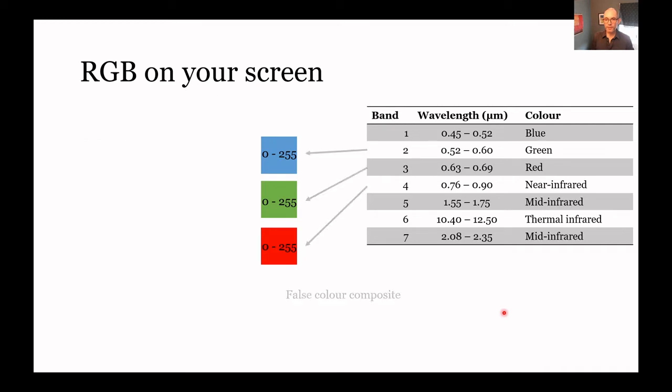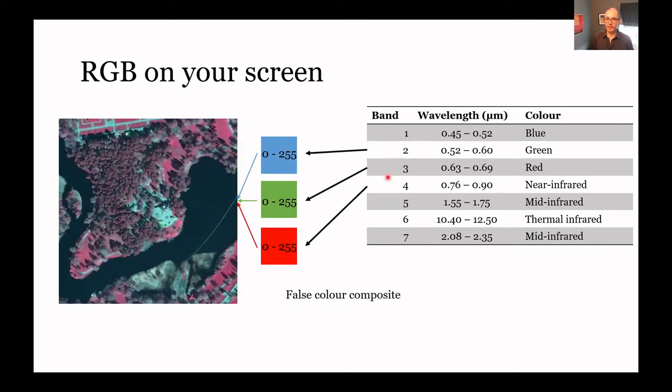So what happens if we change this, shift things down a step so that the green light goes to the blue? The blue light we ignore. That's forgotten. We drop that. We pump the green light out through the blue. We pump the red light out through the green. And then we pump the near infrared out through the red. Well, then we get this curious looking image.